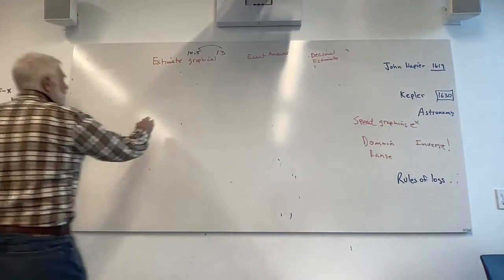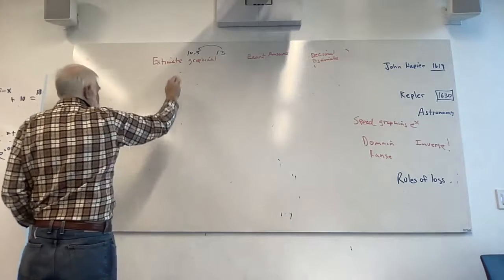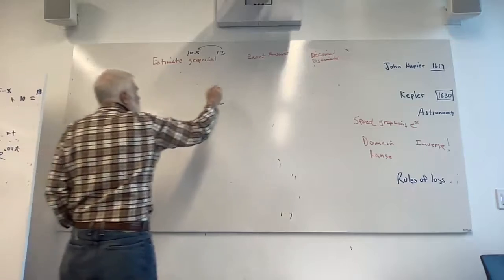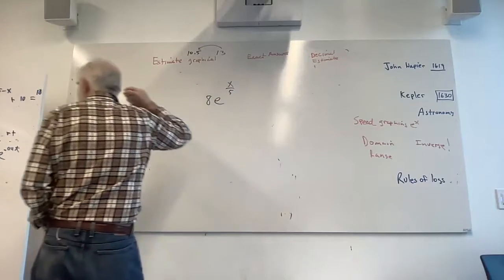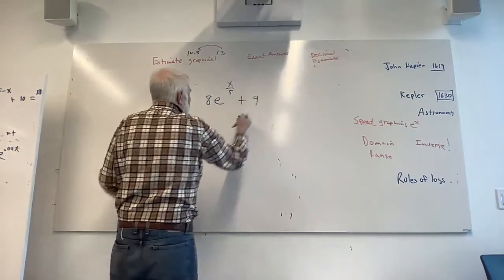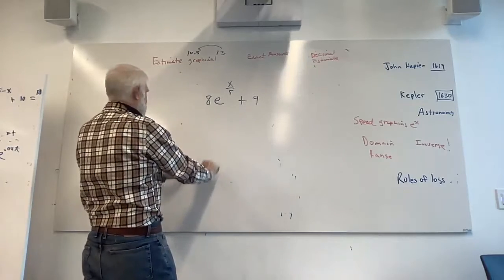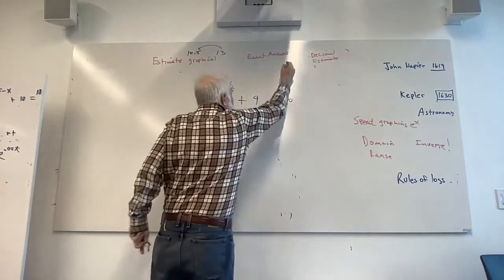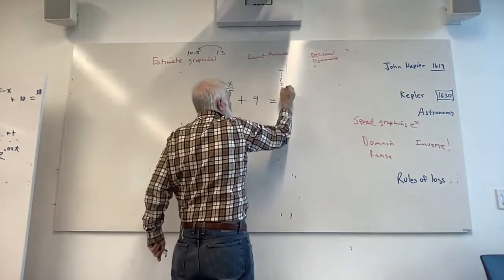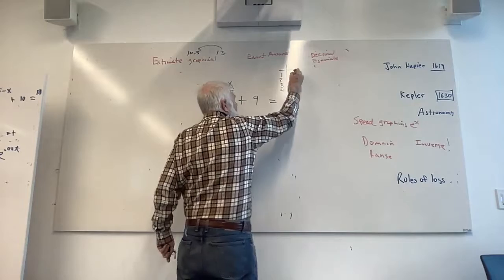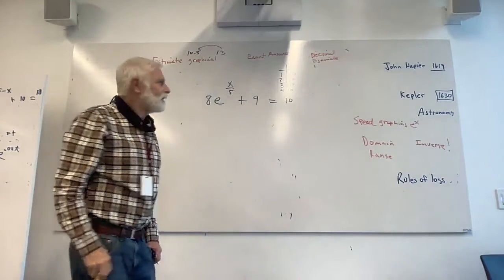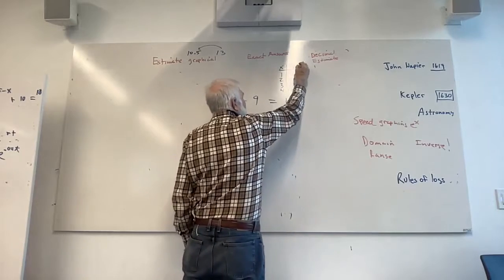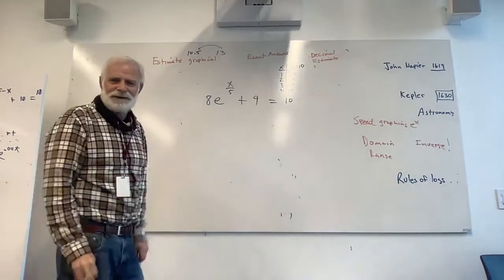All right, so can you estimate a graphical solution? I'm going to try again. I'm very disappointed in my last attempt. 8e to the x over 5 plus 9 is a graph. You try to graph it. Equals 10. 10 is a graph. So what is this? Y equals 10. Doesn't matter what the x is.